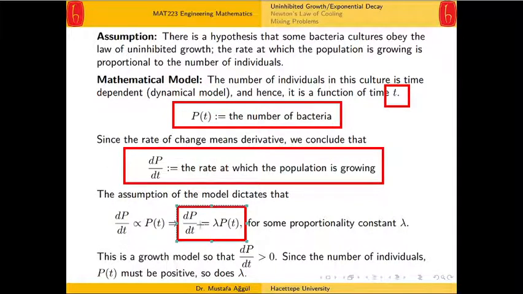Since this is a growth model, we expect dP/dt to be a positive number, right? Because if it is a growth model, then the function has to be increasing. Increasing means the derivative is positive, so the left hand side is positive. On the right hand side, we have the number of individuals, P, the number of bacteria, so it cannot be negative. So it's positive, positive. As a result, lambda has to be positive.